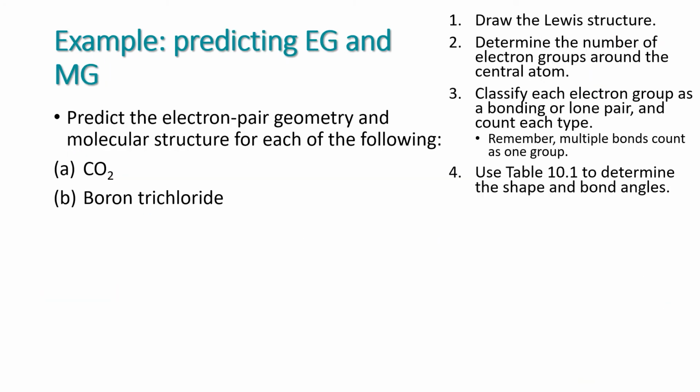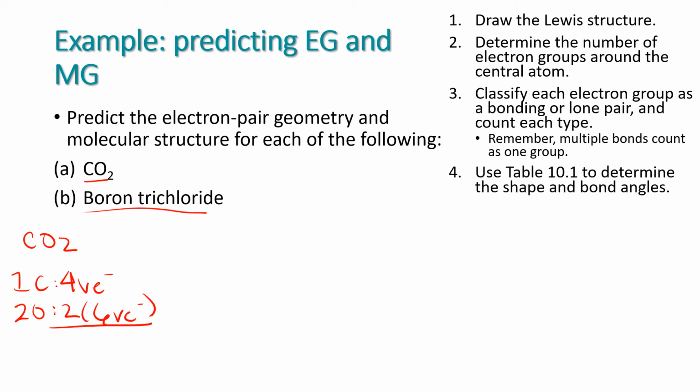Okay, so let's practice determining the Eg and Mg. We have carbon dioxide and boron trichloride. Let's draw the Lewis structure real quick. So for CO2, we have one carbon. Carbon has 4 valence electrons. For 2 oxygens, we have 2 times 6 valence electrons. So I have 12 plus 4, that's 16 valence electrons.